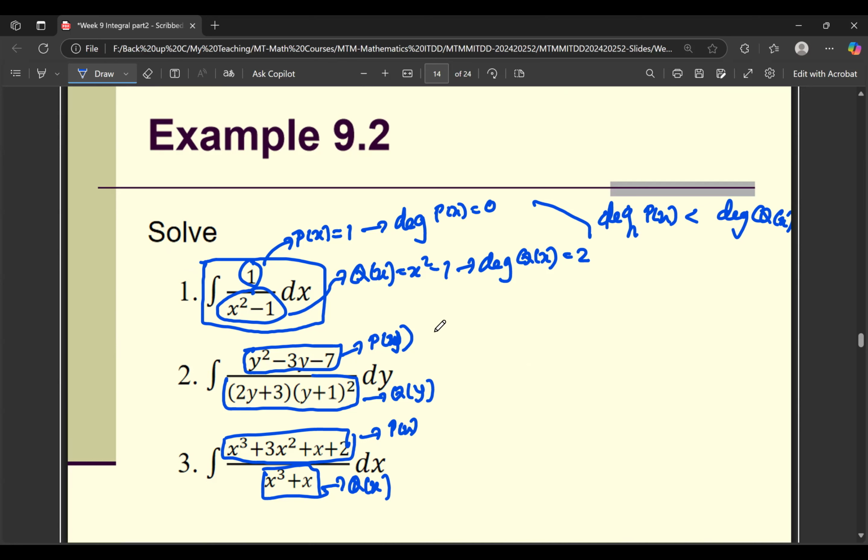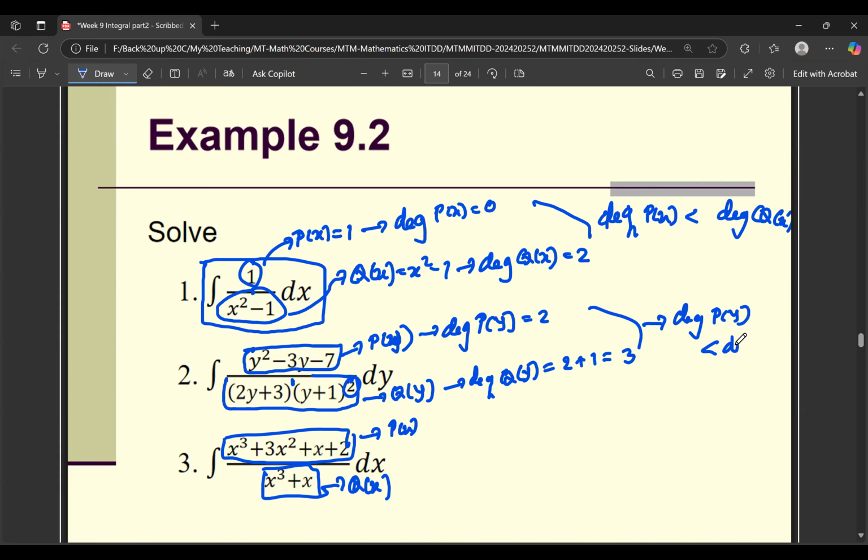Okay, next example. Here the degree of Py is 2, because the highest power is 2. The degree of Qy is 2 plus 1, which is 3. So in this case, the degree of Py is less than the degree of Qy.